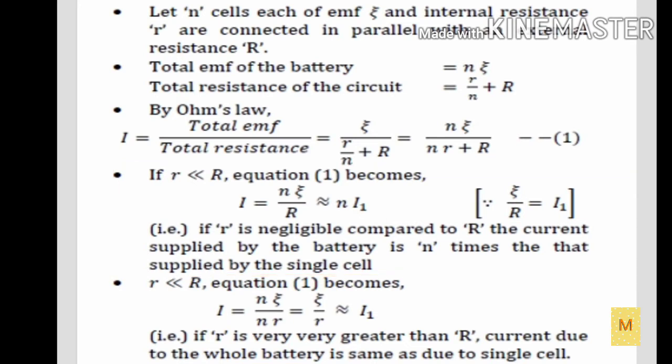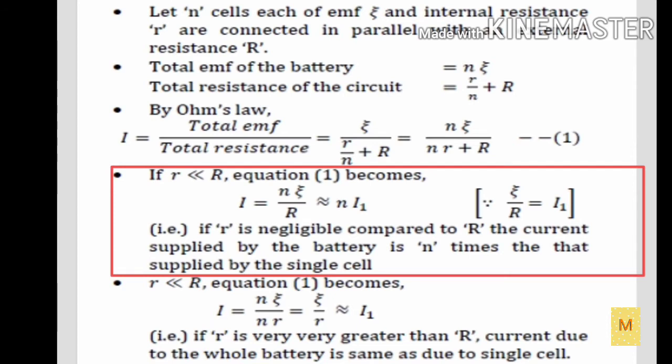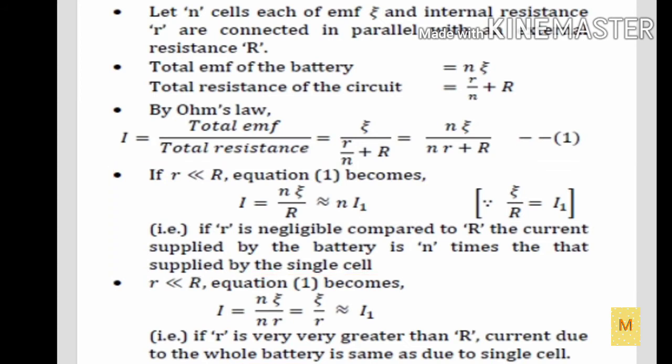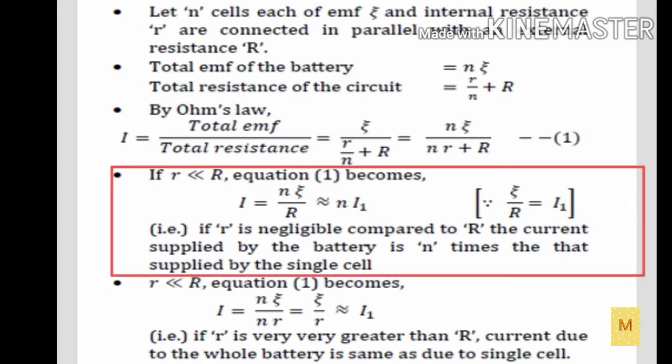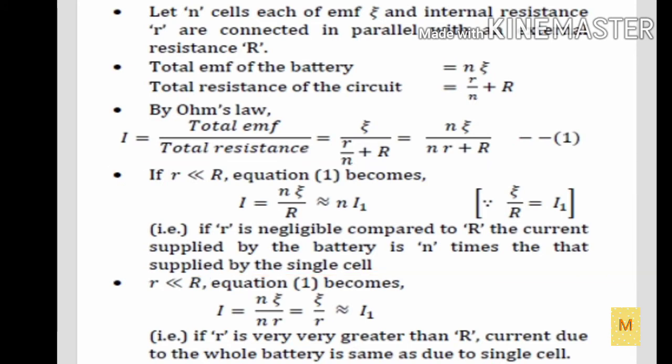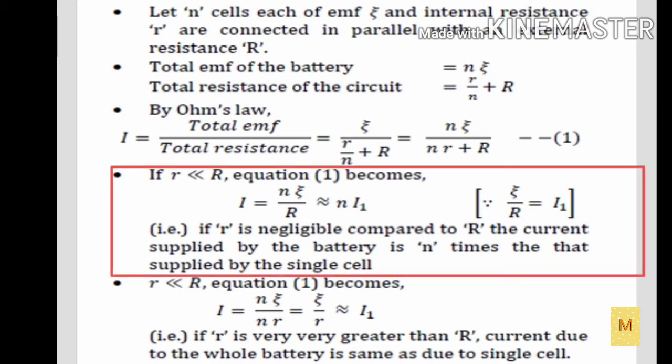Next, we are going to discuss if the internal resistance of the cell is less than the external resistance capital R, then equation 1 becomes I is equal to n into psi divided by capital R, which is equal to n into I1, where I1 is equal to, as we know, psi by capital R. Such that we can conclude that if small r is negligible compared to capital R, the current supplied by the battery is n times that supplied by the single cell.